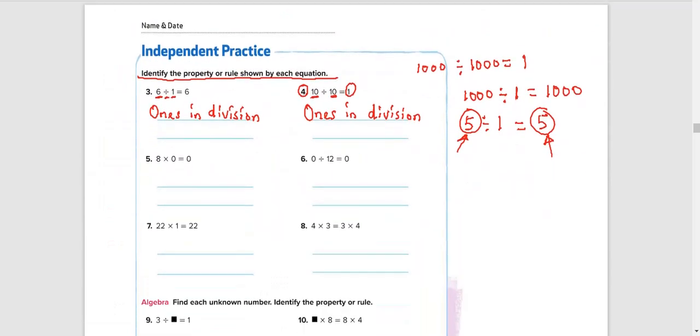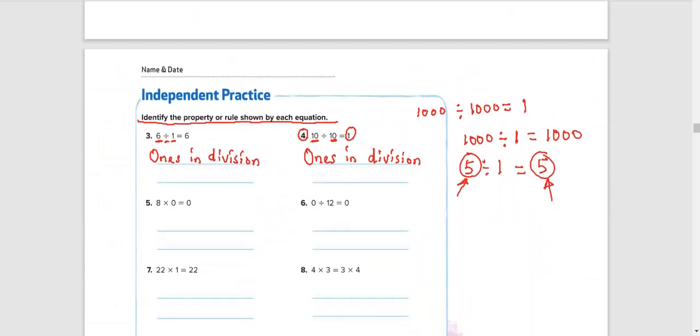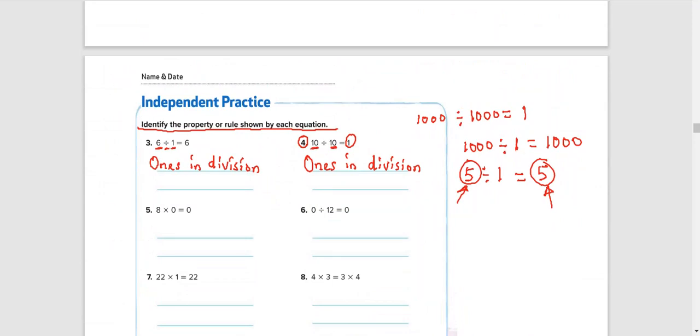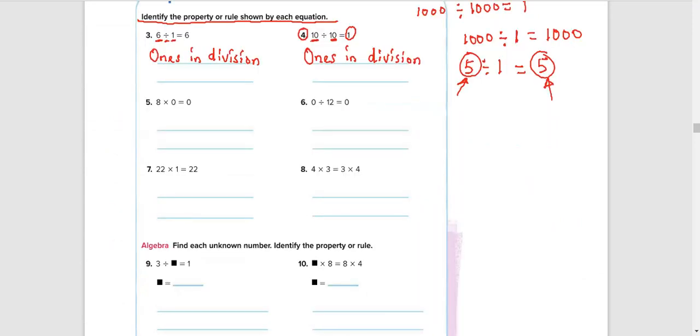Another property I'm going to show you is what we call the division property, which is now the zeros in division. What does it say? When you divide 0 by any non-zero number, for example 0 divided by 2, your result will always be 0. 0 divided by 1000 will always give you 0. So such is this number 6. So 0 divided by 12 will give you 0. And this property is called zeros in division.